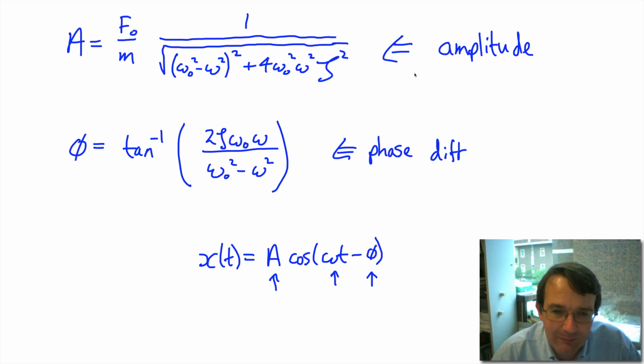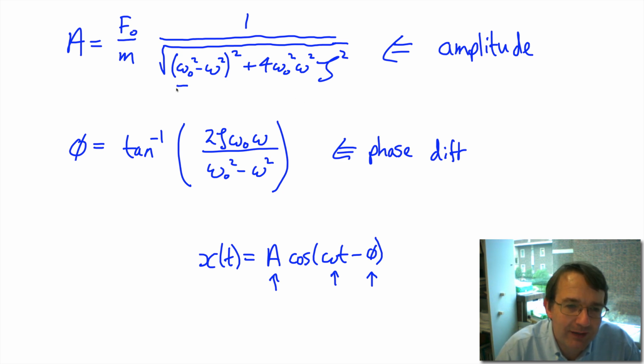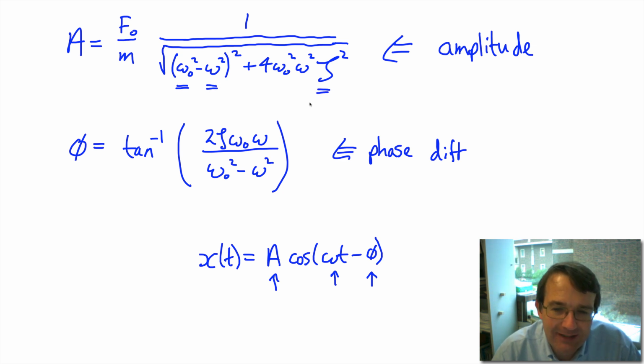So this is a phase difference between the driving force and the response of the system. A here is an amplitude. And as you can see, the amplitude depends on both the natural frequency of the system and the driving frequency of the system, as well as the damping ratio here, zeta. So clearly, the response of the system, both in amplitude and in the phase, is going to depend on these three quantities. And this is what gives rise to many of the effects that we see from driven harmonic oscillators.